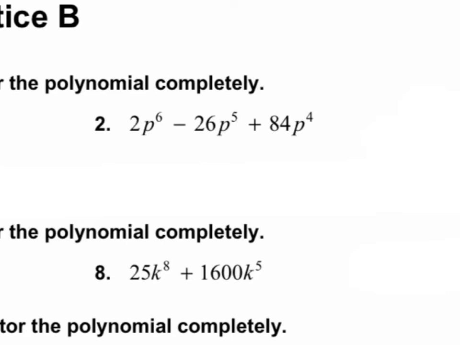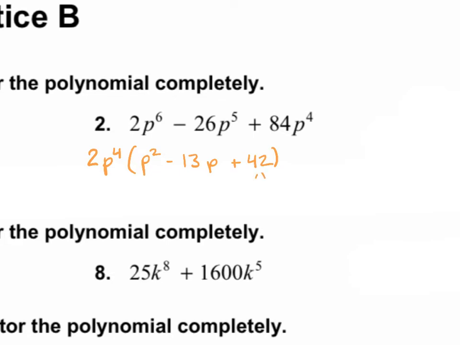Take out the common factor. Anytime we factor, we want to take out anything we can. So we're going to take out a 2p to the 4th power. So then what are we left with? P squared minus 13p plus 42. Alright, now can we factor this?